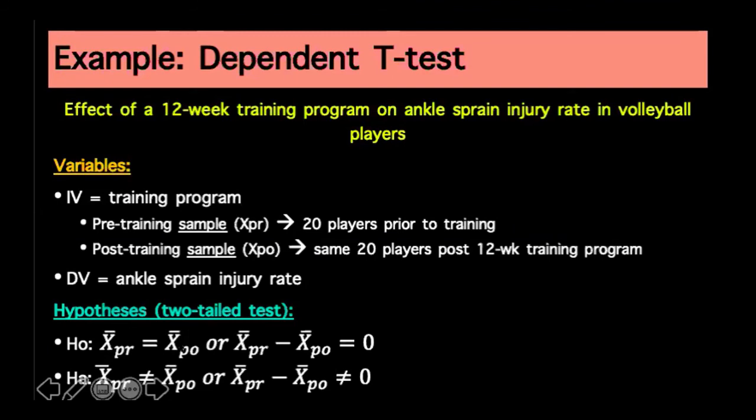Null hypothesis says there would be no significant difference or that the means would be equal. A research hypothesis says that they are going to be different in some way.